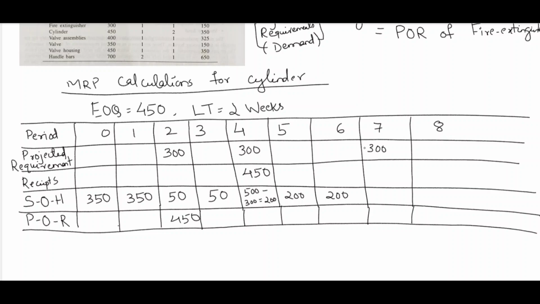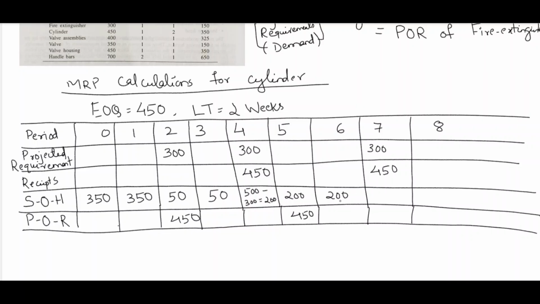But now see, in the seventh week, demand is 300. It is exceeding the stock that we are having. So again, we have to place the order. We need to receive in the seventh week. So we have to order before 2 weeks. That means on the fifth week. Fifth week we have ordered 450.